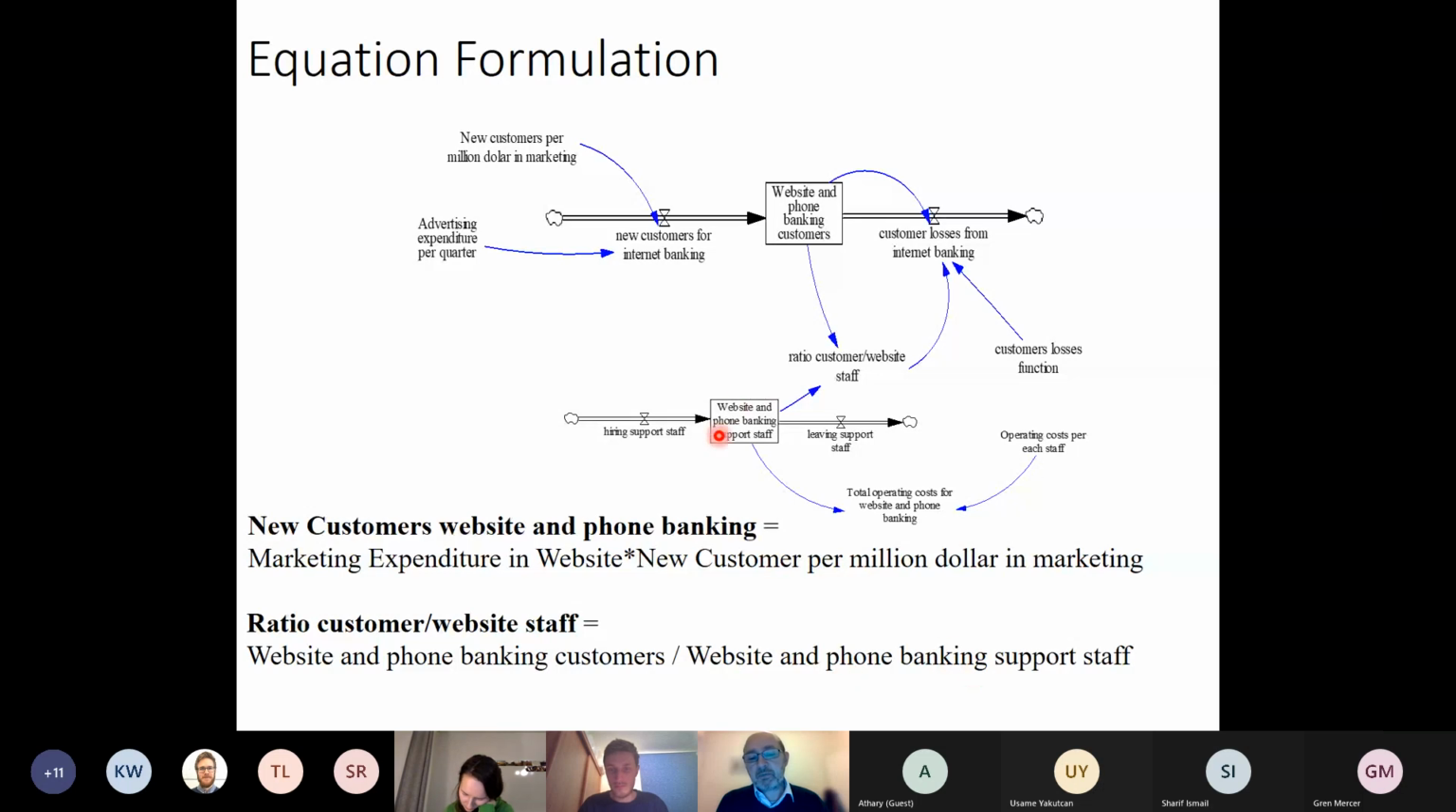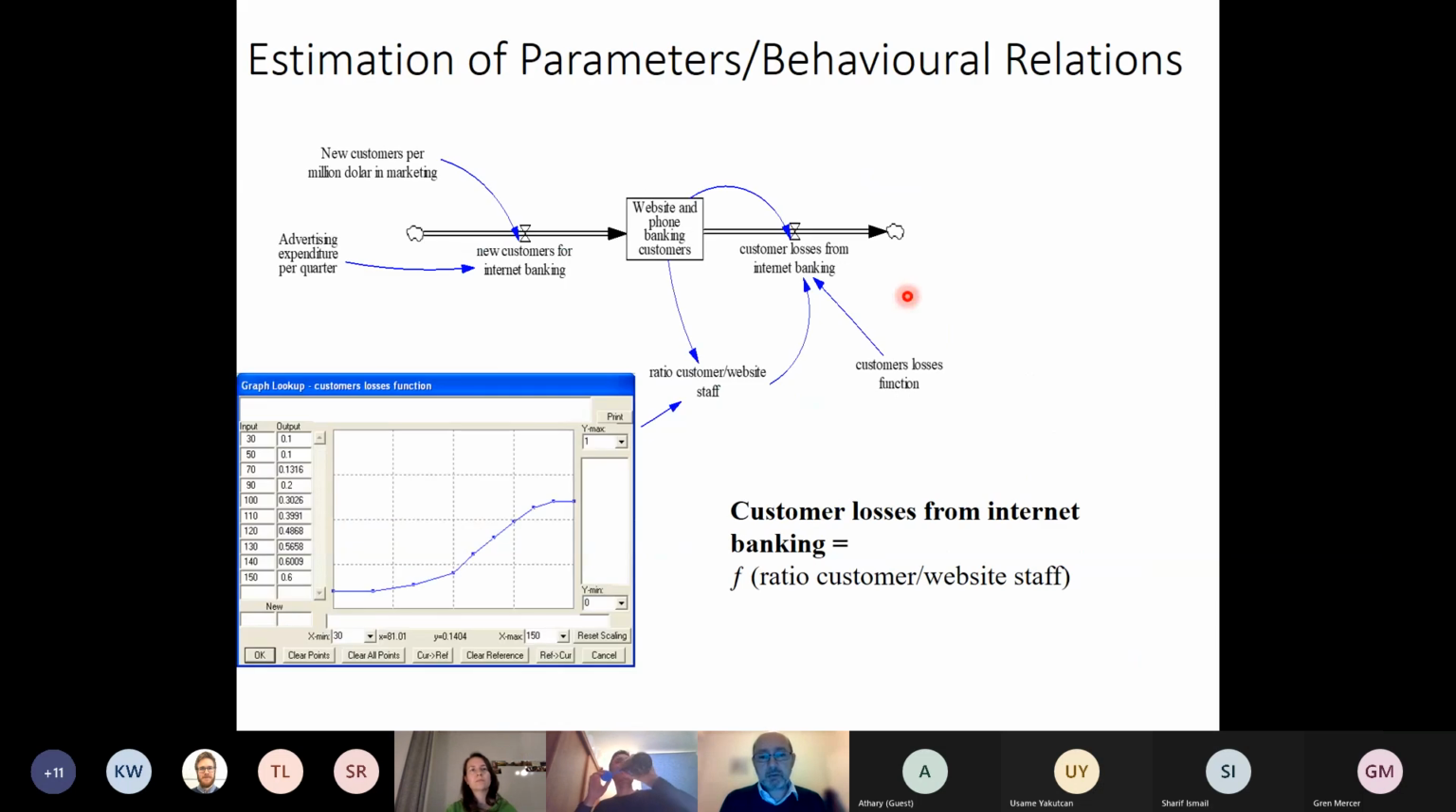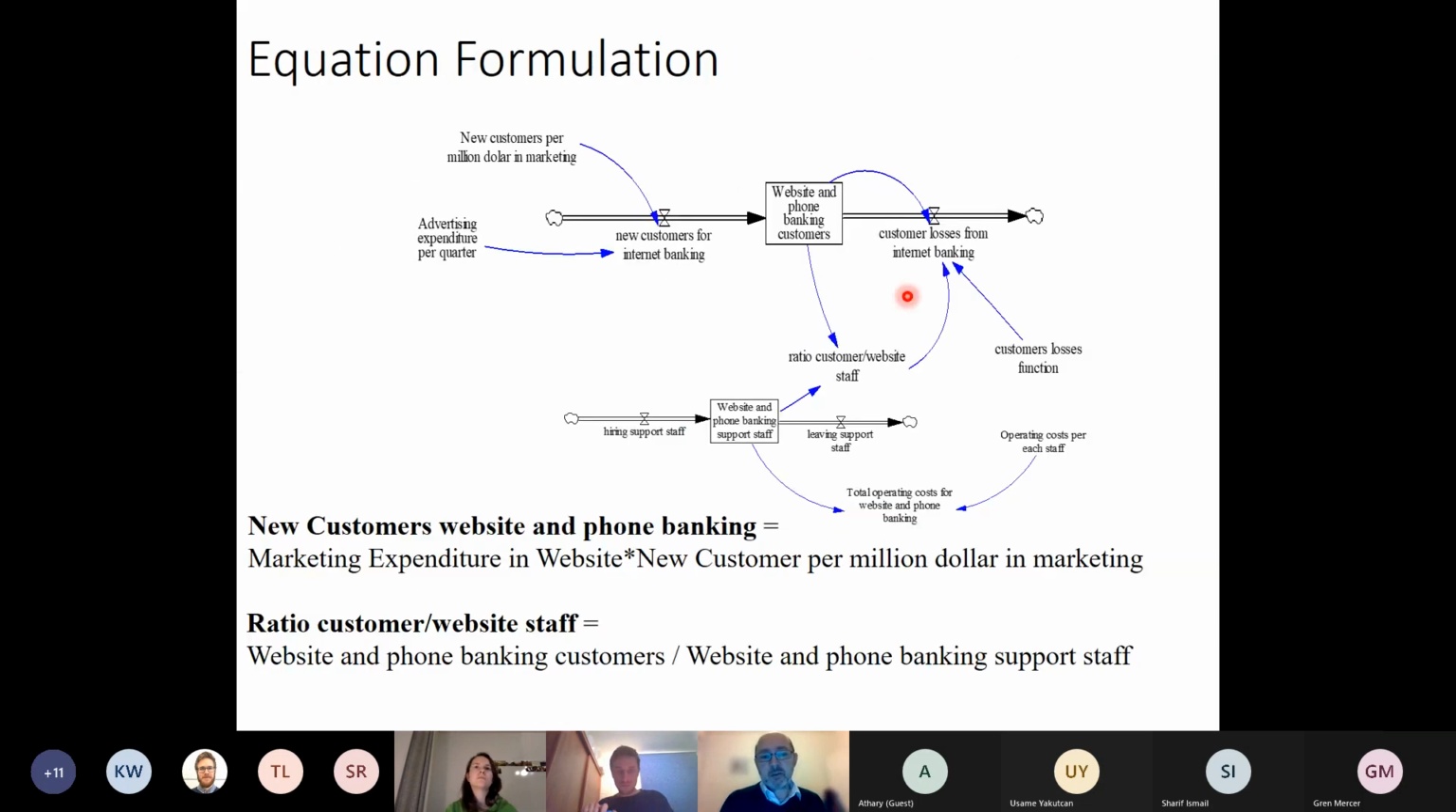This resource reduces this ratio, but you need both values here in order to calculate that ratio. You cannot calculate that ratio if one of the variables is 0. So that ratio will determine, and so we are basically looking at the equation formulation from this perspective.